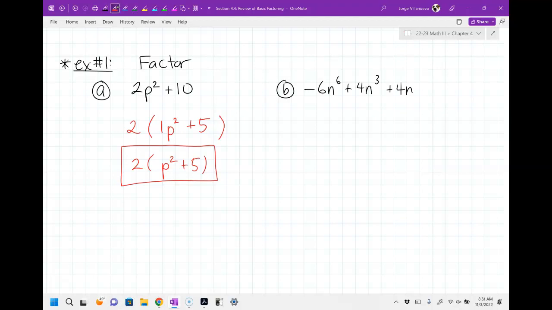A 2, right? Now some people, I'll do this at the end, but some people will actually say, let's factor out a negative 2 because I don't like the fact that there's a negative in the front. That's actually what I do, but I'll show you how you can take care of that later. Okay? But let's take out a 2.